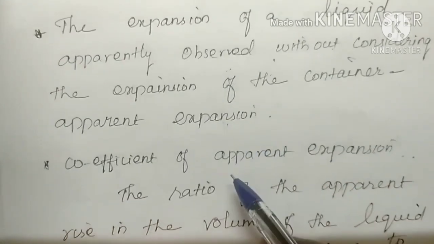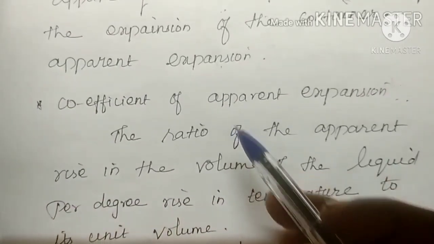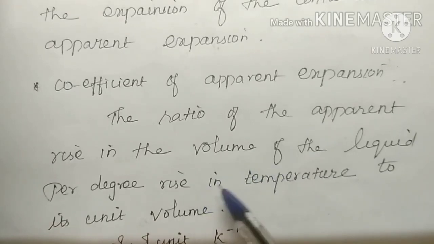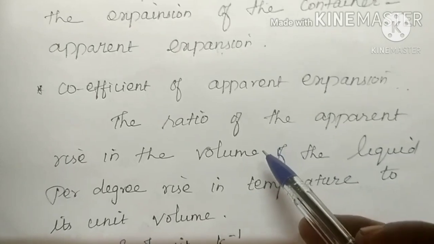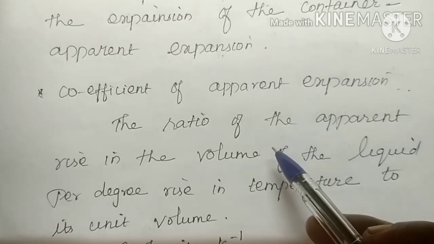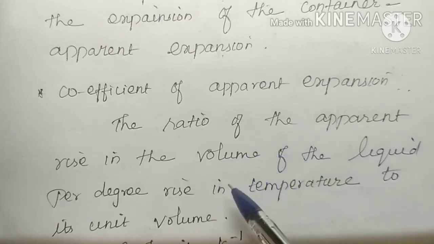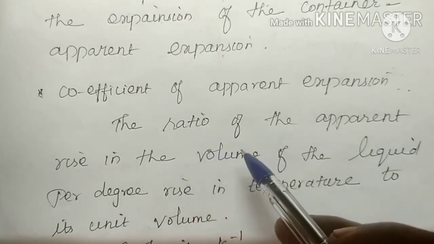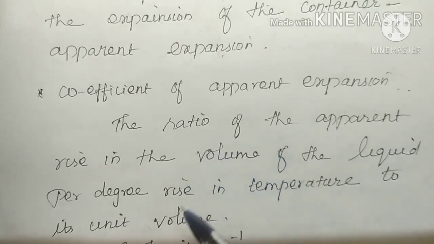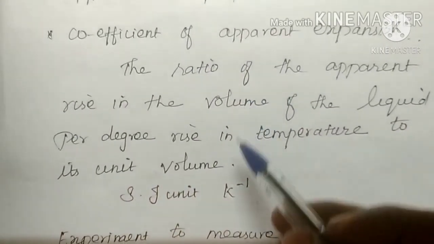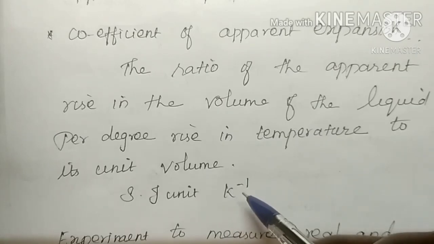Now we can define the coefficient of apparent expansion. The ratio of the apparent rise in volume of the liquid per degree rise in temperature to its unit volume. That is without considering the expansion of the container. Only we are measuring that rise in volume. Each and every degree rise in temperature, there is a rise in volume of the liquid, relative to the original volume of the liquid. That is called the coefficient of apparent expansion, and its unit is Kelvin power minus 1.